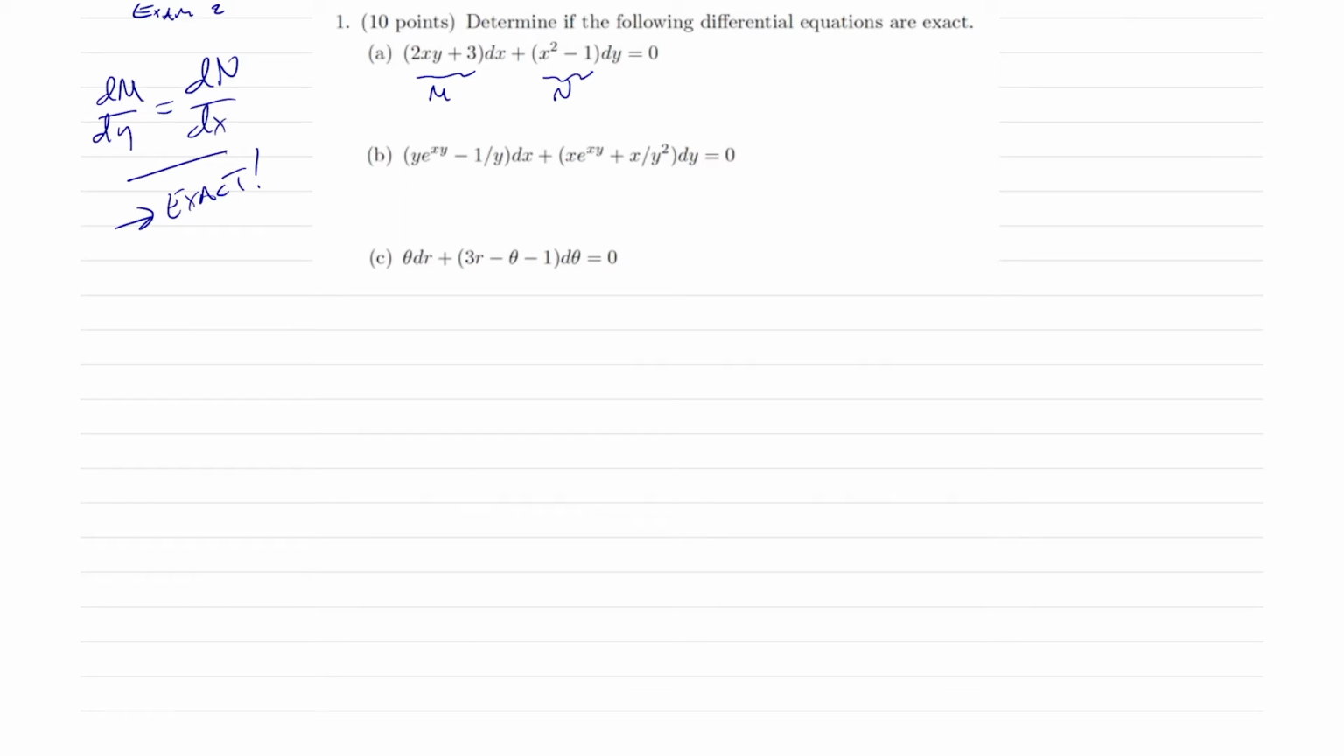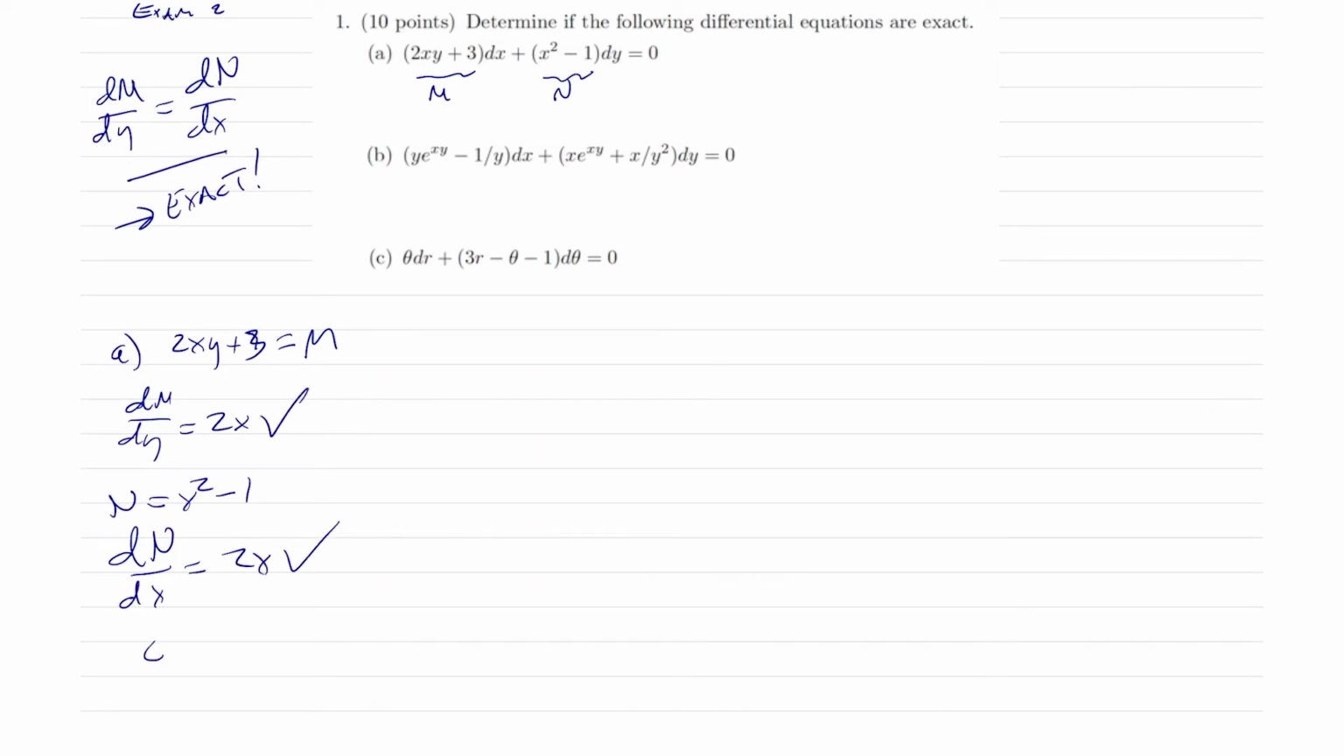All right. So for A, what do we have? We have 2xy plus 3 for M. That tells me that dM dy is equal to 2x. Now on the other side, I have N is equal to x squared minus 1, and well, that tells me that dN dx is equal to 2x. All right, and so done, check, check, is exact.